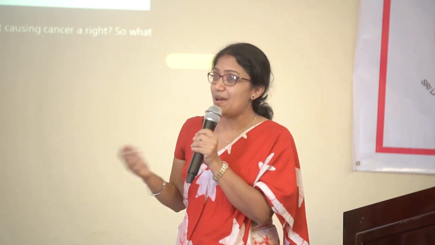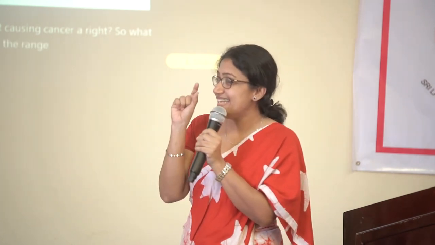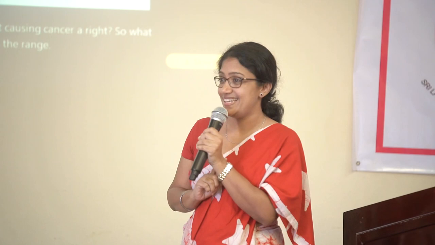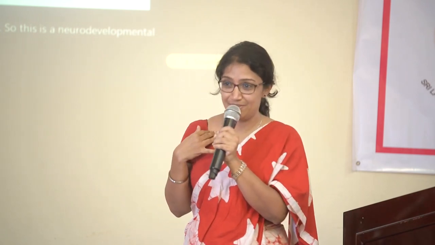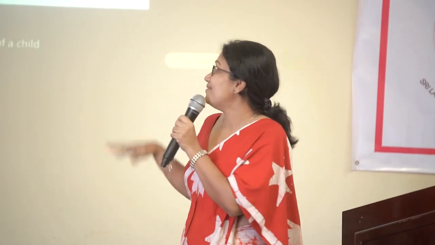Right? So, what are the prognostic factors? Now they will ask, what will happen? Will the child get better? I think that is the next question they are going to ask. So, this is a neurodevelopmental disorder. We can't use the word cure. The word cure is not with us when it comes to autism spectrum disorder. So, there are multiple factors which determine the outcome of a child with autism.